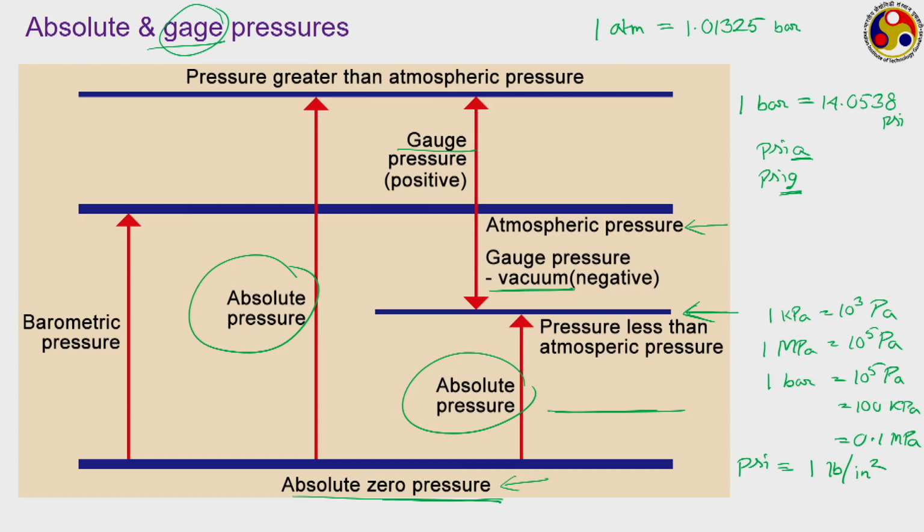Even at the same location, the value of pressure may fluctuate depending upon the weather condition. Therefore, when you are talking about such low pressure levels, a small fluctuation in the atmospheric pressure may lead to a significant amount of error in the absolute pressure value.